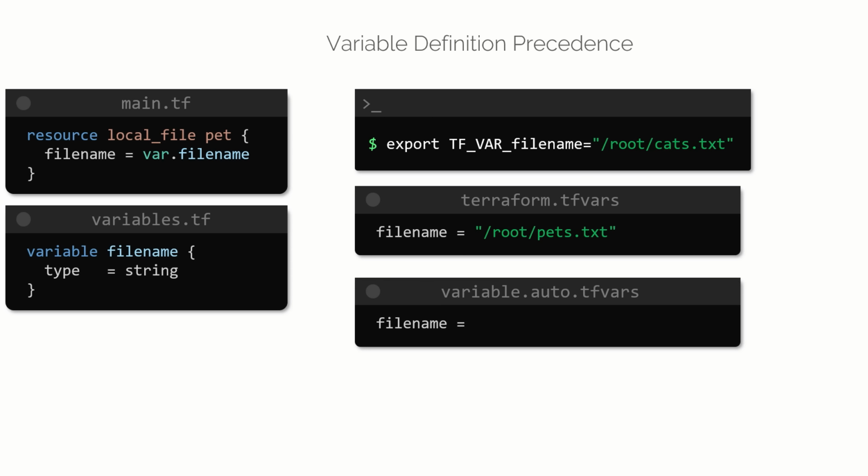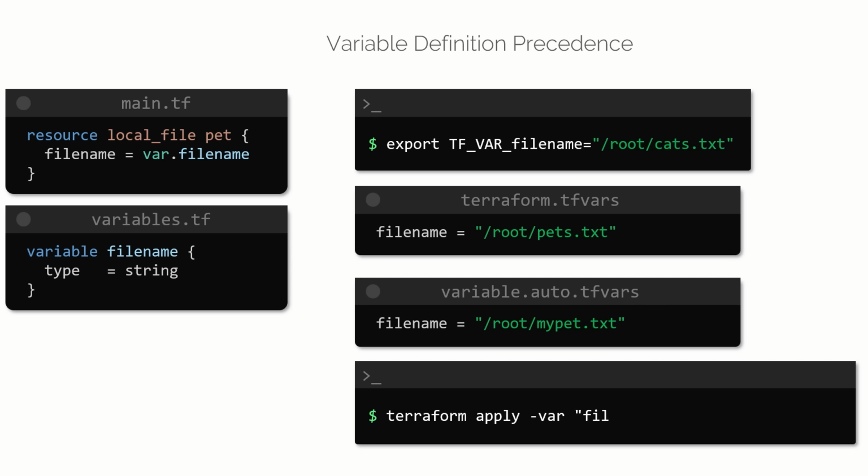We have also made use of a variable definition file with the name variable.auto.tfvars with the value of /root/mypet.txt. And finally, we are also making use of the -var option while running the Terraform apply command with the value of /root/bestpet.txt. So in this case, which one of these values would be accepted?